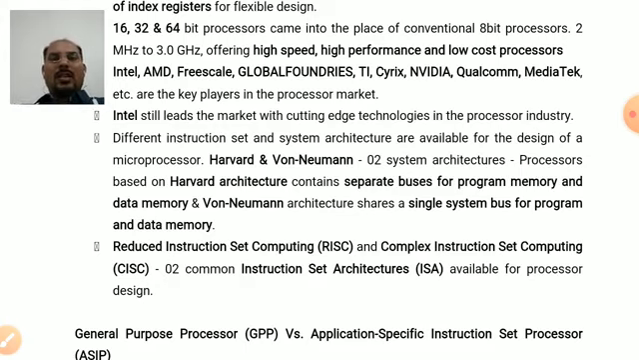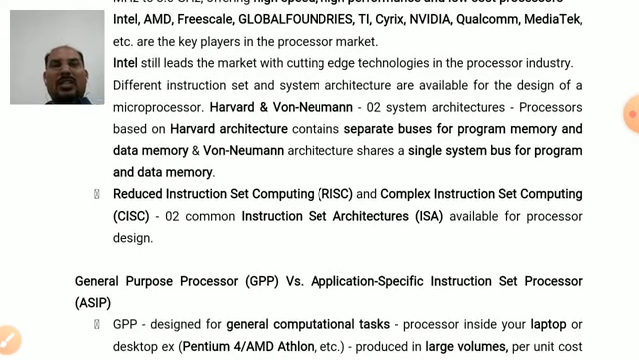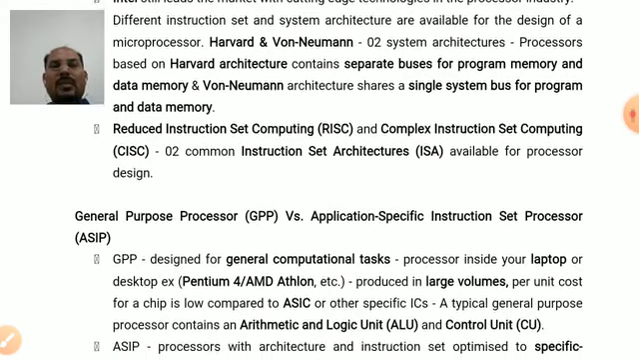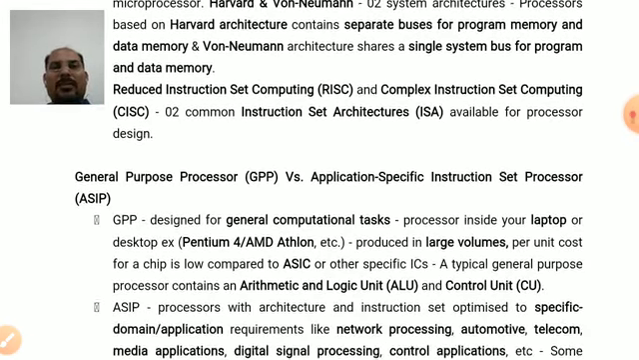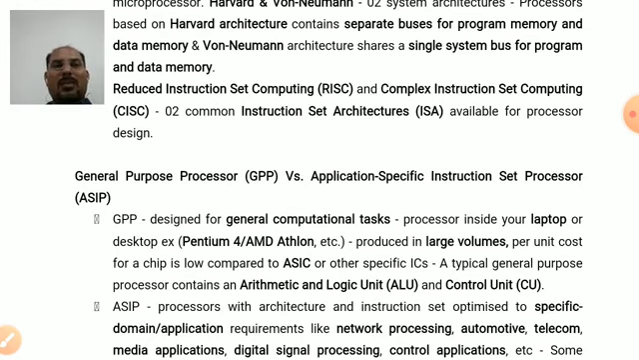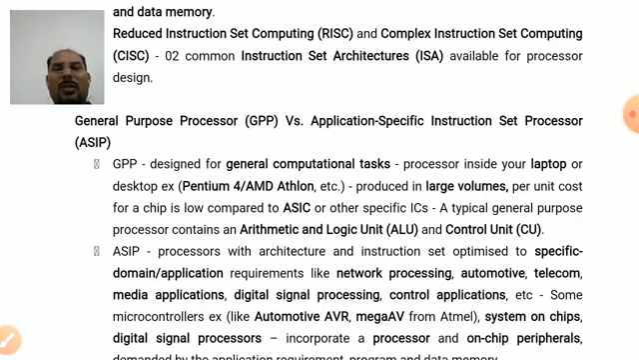Then based upon the instruction set, there are two types: reduced instruction set computing (RISC) and complex instruction set computing (CISC). And these are the two common instruction set architectures. Then we'll move on to the next type, that is general purpose processor versus application specific instruction set processor.